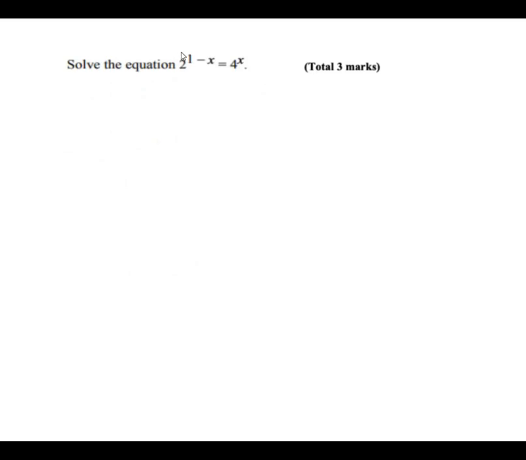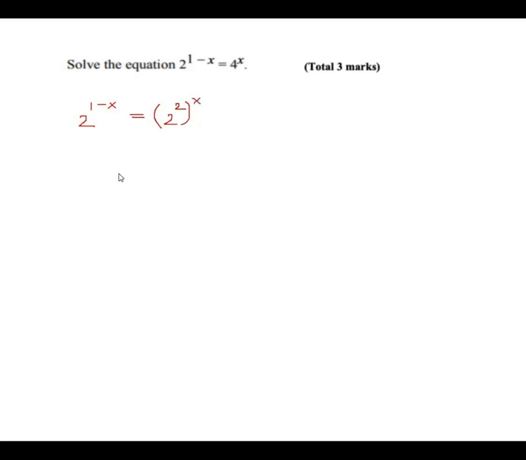Now let us look at another kind of question which is quite popular in the examinations. Solve the equation 2 to the power of 1 minus x equals 4 to the power of x. So let me write it down again. 2 to the power of 1 minus x equals, now this 4 I can write it as a power of 2. Looking at this, I will understand that 4 can be written as a power of 2. So I will write 4 as 2 squared and then write this power the same way.